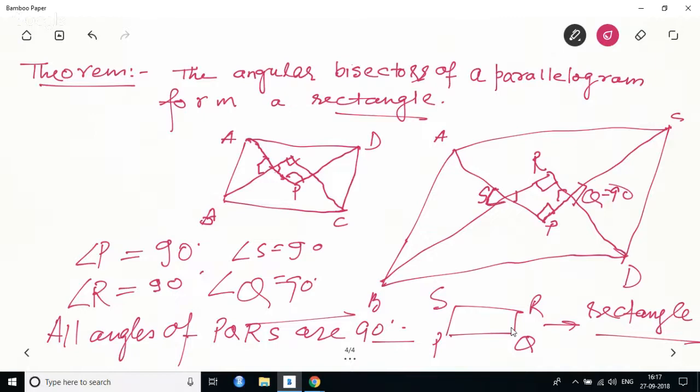Now I'm taking 2-3 questions from level 2 of R.D. Sharma book. So one question which I am taking is this.